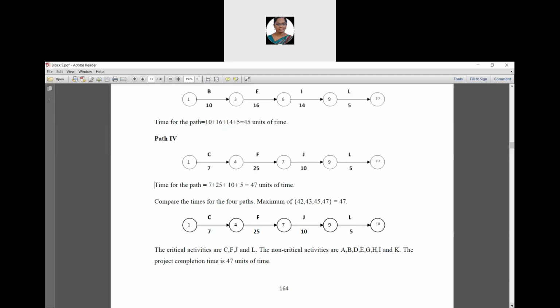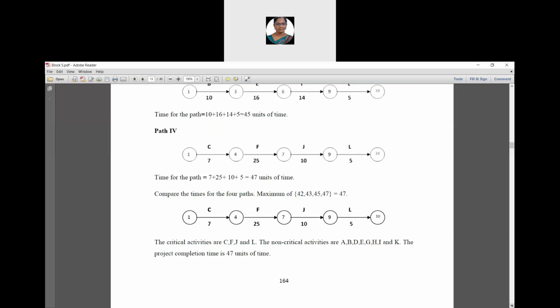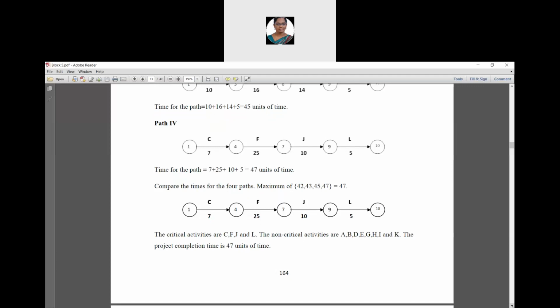So compare these time estimates. What's the definition for critical path? It is the longest time duration value. So we have to compare the time for all the 4 paths. We have to find the maximum of 42, 43, 45, 47. It is 47. That is path 4 has the longest time duration value.